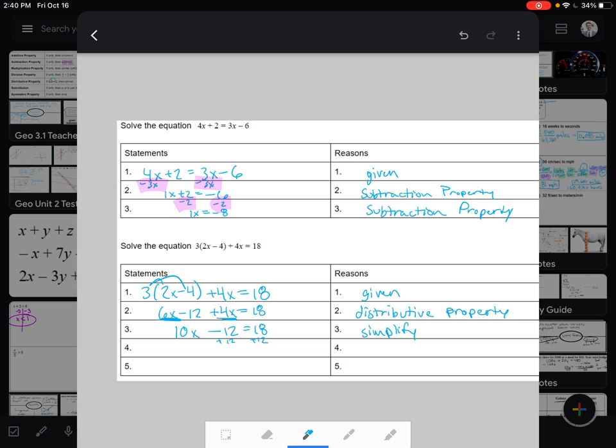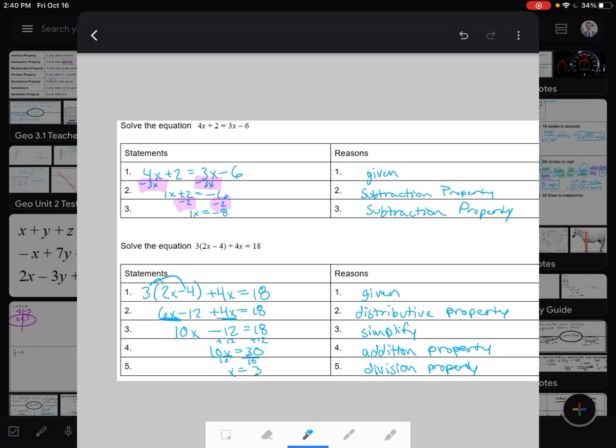Next, let's add 12 to both sides. And we're left with 10x equals 30. We can say that was, again, we added the same thing to both sides. That is the addition property. And then our last step, divide both by 10. We'll be left with x equals, make sure I got that right here. Yep, x equals 3. And that would be, again, with our division property.